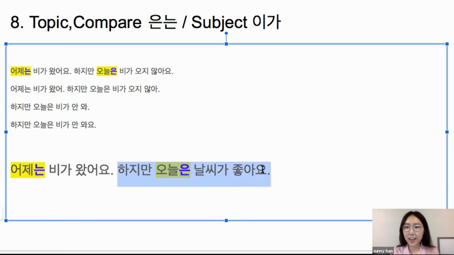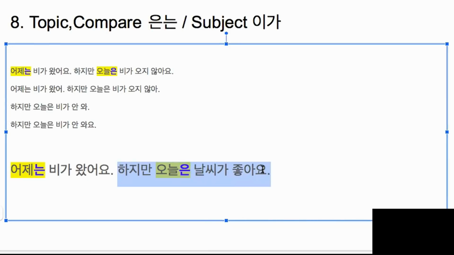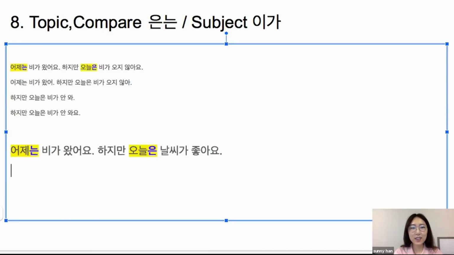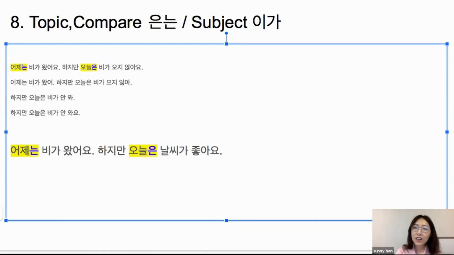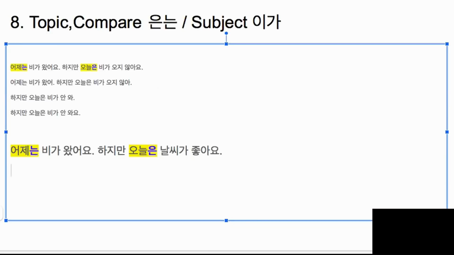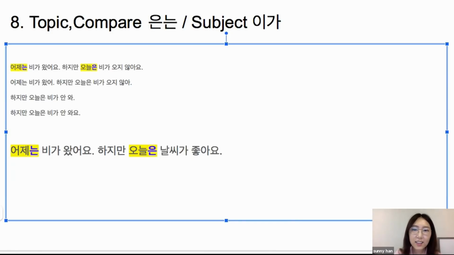하지만 오늘은 날씨가 좋아요. The weather is very good today. Yes, that's the meaning. So what about informal way? 어제는 비가 왔어. 하지만 오늘은 날씨가 좋아. You can say 왔다. 하지만 오늘은 날씨가 좋다.